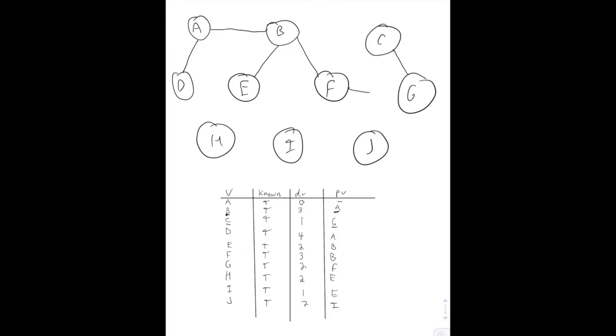F is going to go to G. E is going to go to H. E is going to go to I. And finally, I is going to go to J. Now you can see that this is in fact a minimum spanning tree. There are no cycles, every node is connected, and that is how you perform Prim's algorithm.